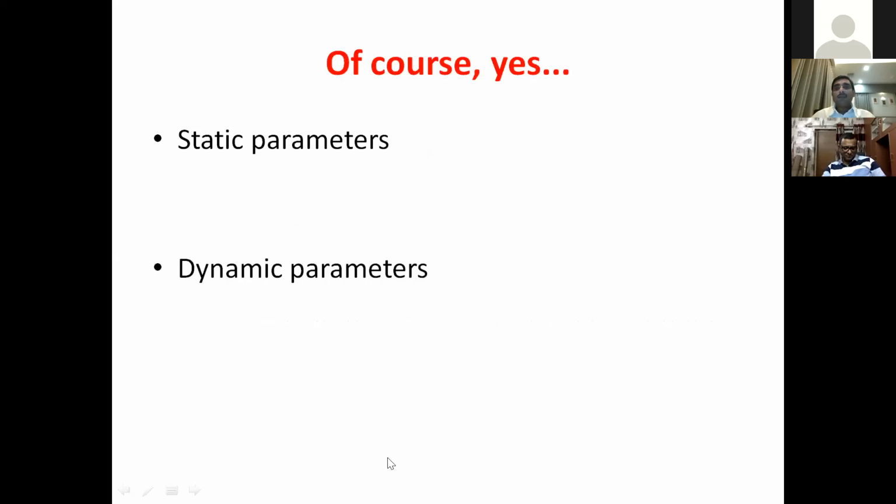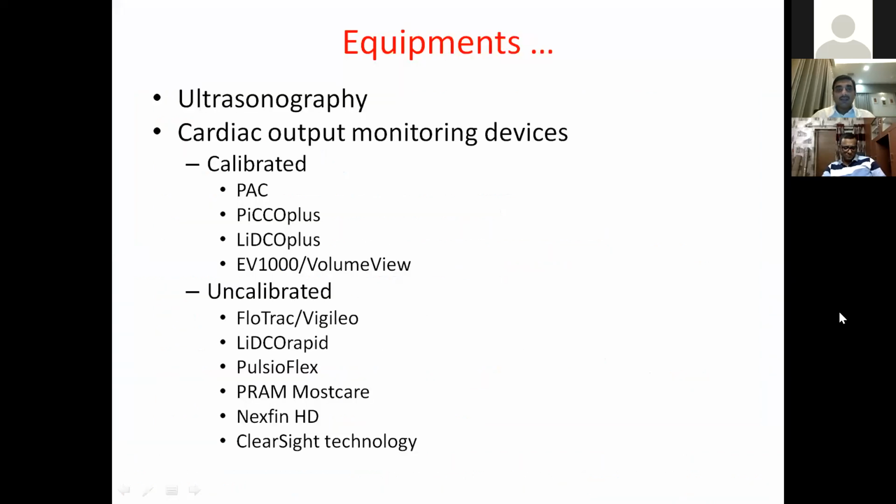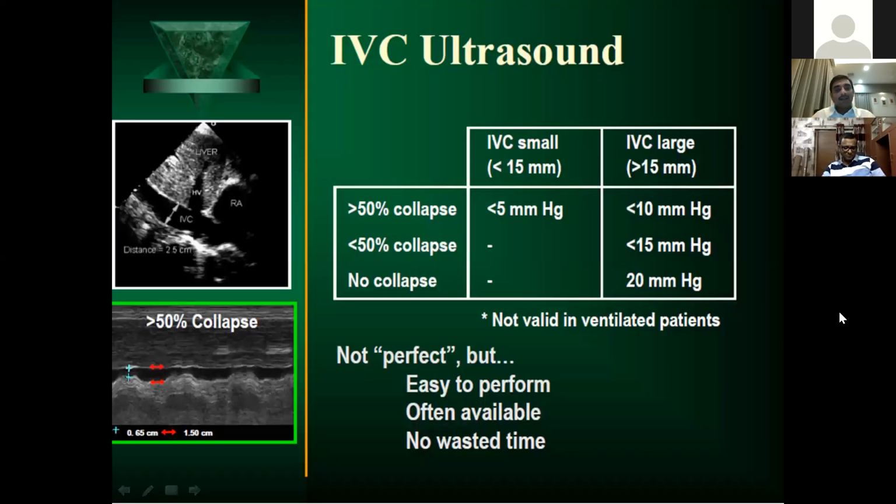And other hemodynamic parameters, I will just go through in brief. There are static parameters and dynamic parameters. I will not go into great depth. Probably my next speaker might go into detail, but we must understand each and every static and dynamic parameter. You see that the ROC is 0.5 to 0.6 for static and 0.7 to 0.8 for dynamic parameters. And there are lots and lots of equipment or gadgets available. First and foremost is sonography. That is now also a very important part of hemodynamic monitoring. And if available, cardiac output monitoring devices, either calibrated or uncalibrated.